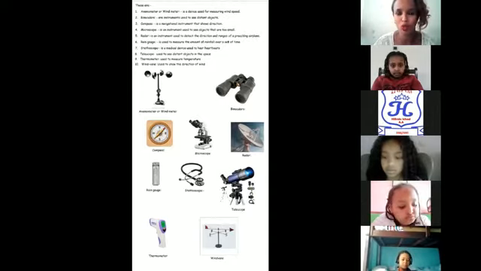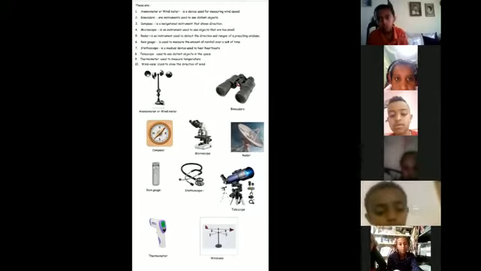And the fourth one is microscope. Microscope is an instrument used to see small things like germs, okay? It is used to see small microorganisms. The fifth one is radar. Radar is an instrument used to detect the direction and the range of approaching airplanes. It detects the direction and the range of approaching airplanes.